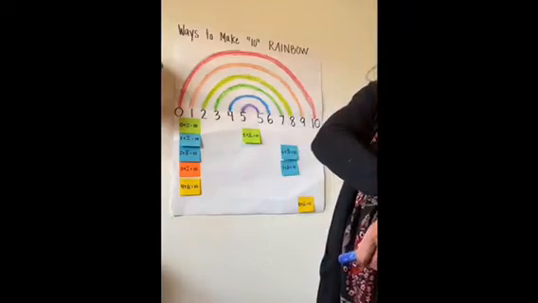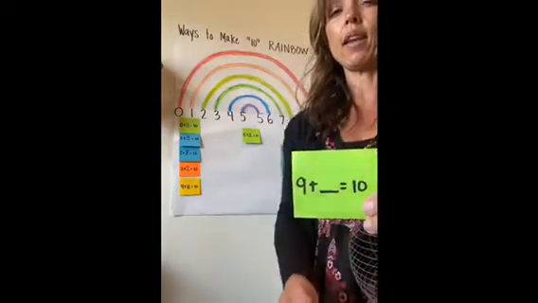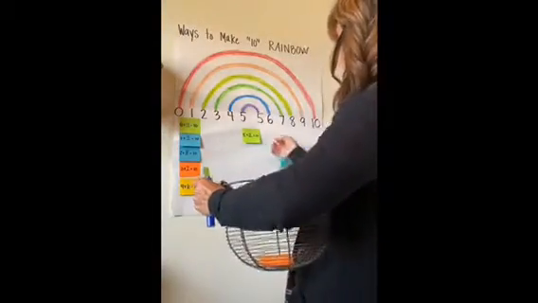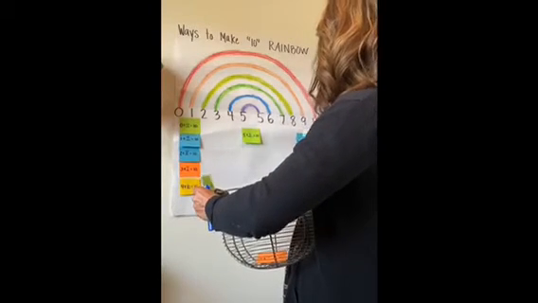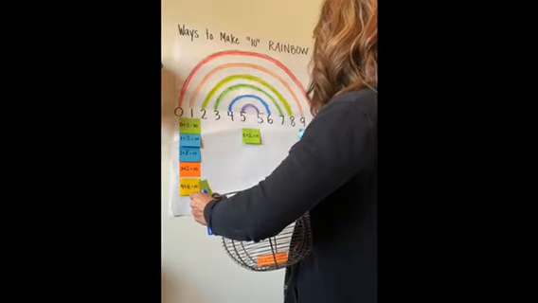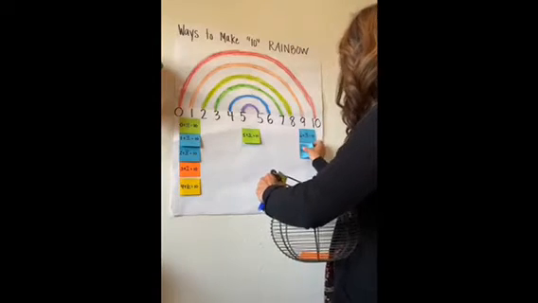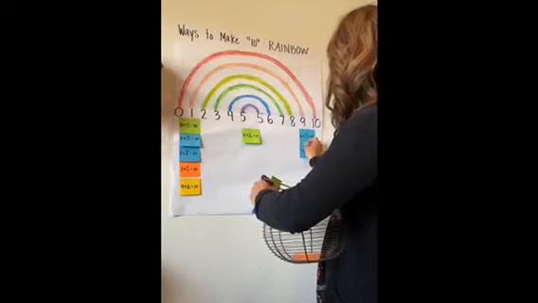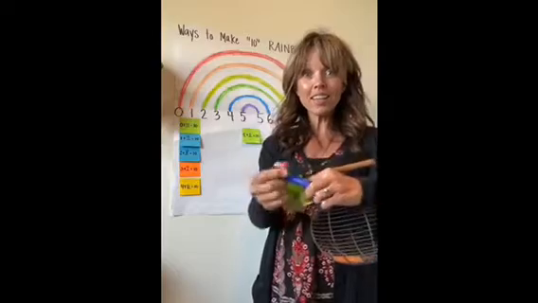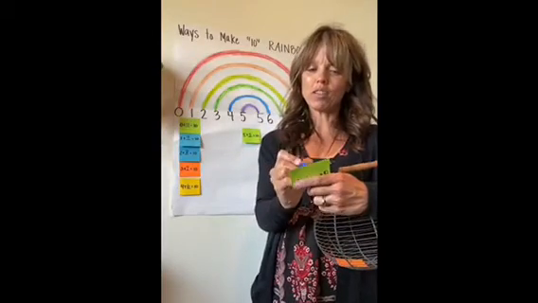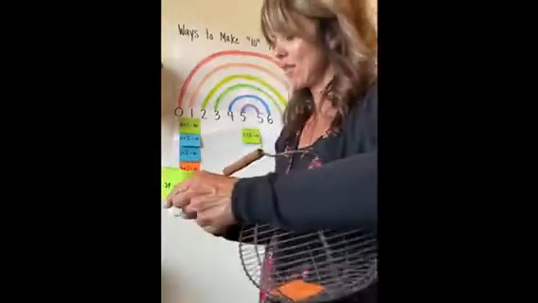9 plus blank equals 10. Okay, find your 9. Take it all the way over. While you're doing that, Mrs. Achari is going to get this chart a little bit neater. 9 plus. Did you say 9 plus 1 equals 10? If you did, super job. 9 plus 1 equals 10.